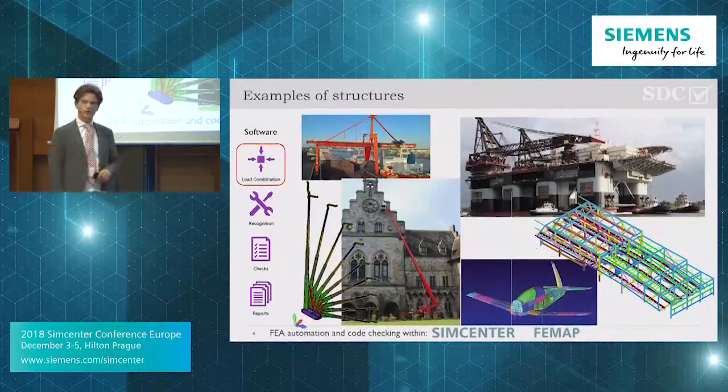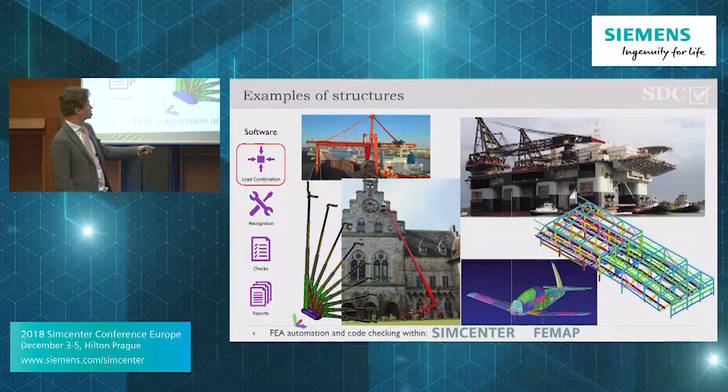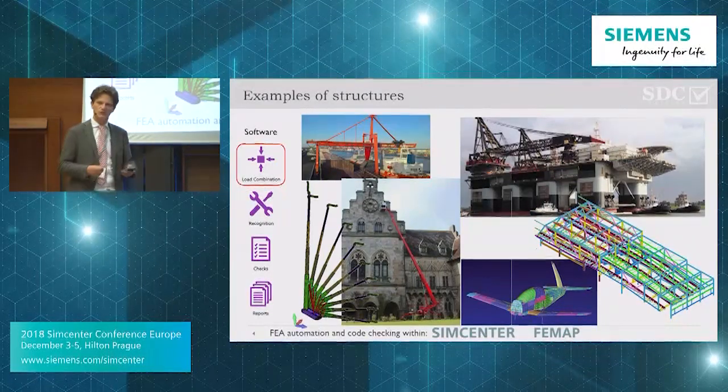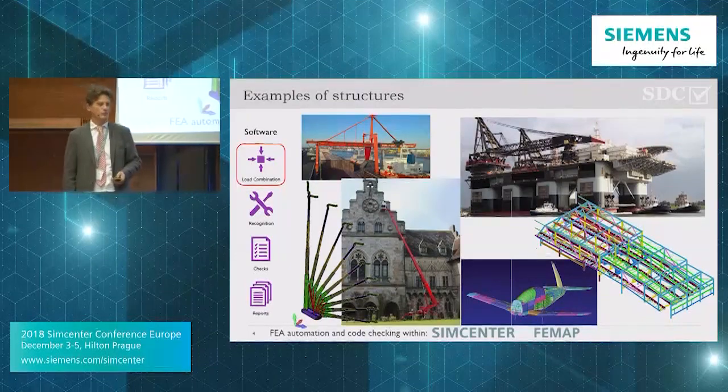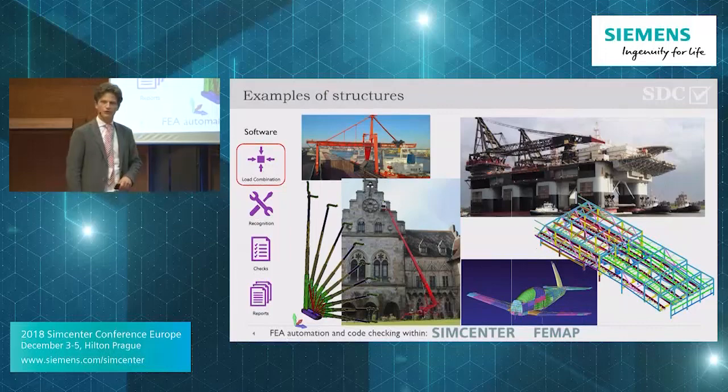So, typical types of structures. We have offshore units, civil engineering, aerospace, typical equipment where you need specific standards. You have more and more specific standards for certain types of equipment where you need to follow these rules. Same thing for things like cranes.